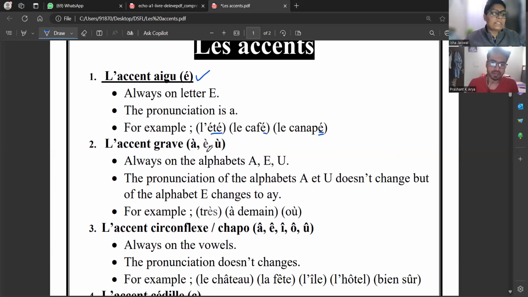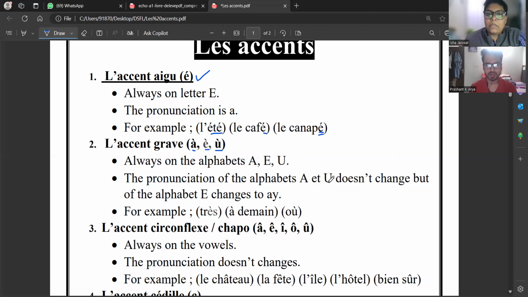The second one is grave. Now, this is placed on three letters: A, E, and U. It is just the opposite of accent aigu. Aigu goes this way, grave goes this way, in the opposite direction. Now, for A and U, the pronunciation will not change. It will remain as we pronounce it. But the pronunciation of the letter E will change to A.